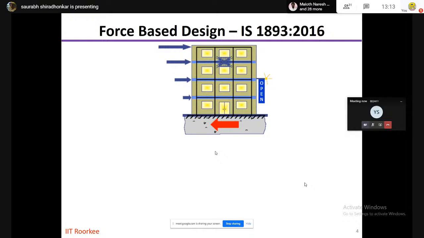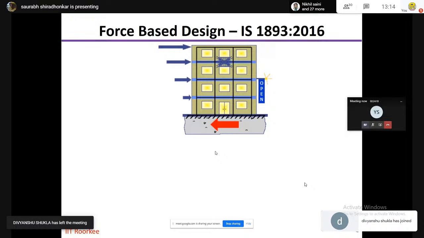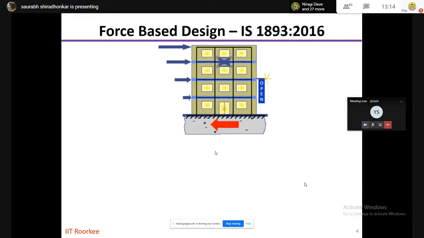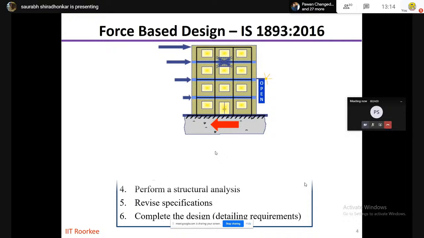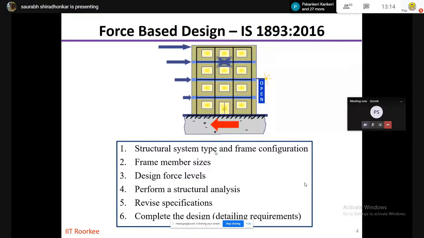As you might know, force-based design is the philosophy which is followed in IS 1893. What we do in IS 1893 is we take up a structure, we figure out its natural frequency or natural time period, depending upon the type of structure. And using that, we figure out the lateral forces that are coming onto the structure. These are the typical steps that are followed when you are designing a structure as per IS 1893 2016. These are quite familiar to you if you have already done building design.